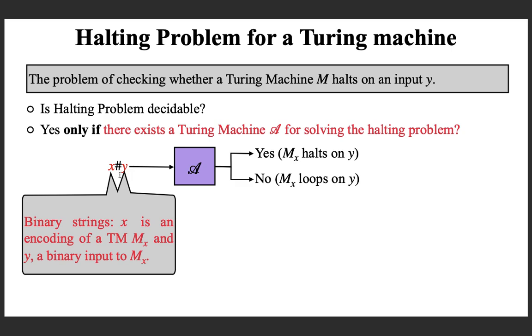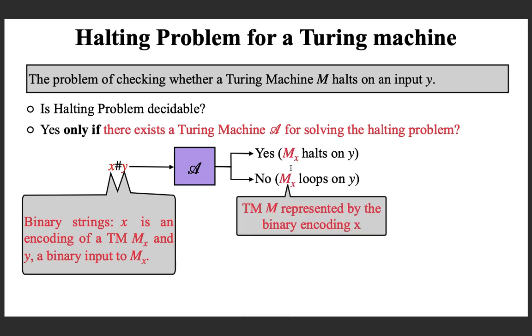From the previous lecture, I think you remember binary encoding of a Turing machine. Here, X is a binary encoding of a Turing machine M. And the notation is the Turing machine M, which is denoted or encoded as a binary string X. And Y is a binary input to this Turing machine. This is not an encoding. What we are taking is a binary input to the Turing machine. And so what is this notation MX? It is a Turing machine M whose binary encoding is X.